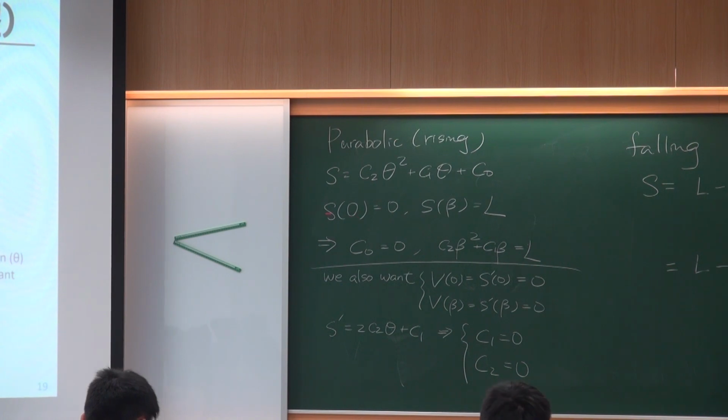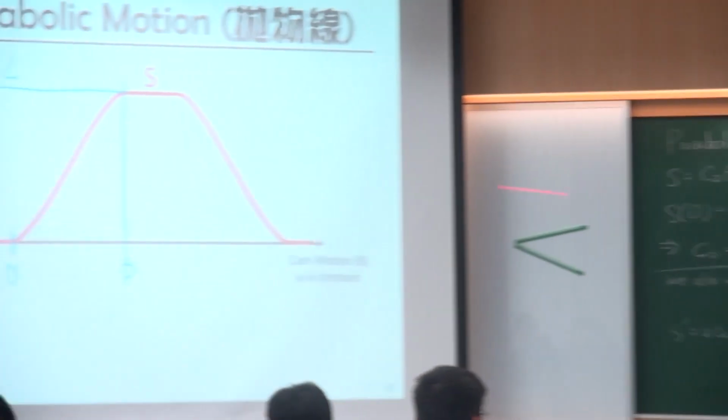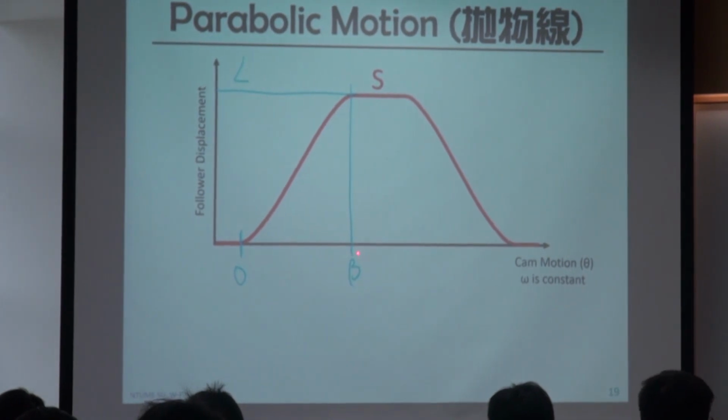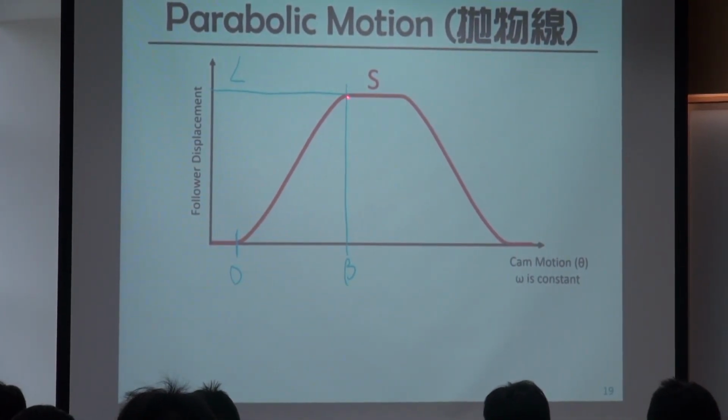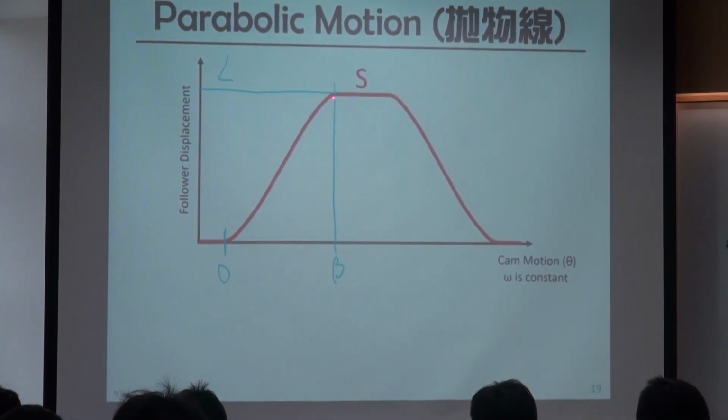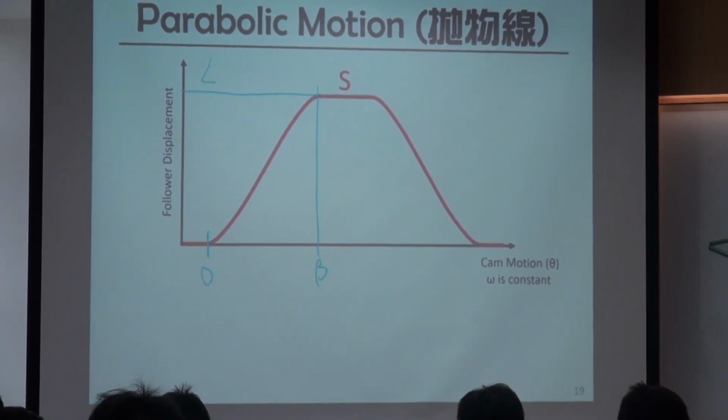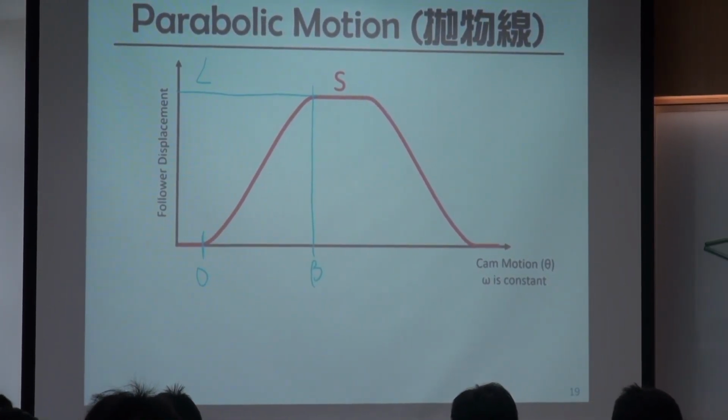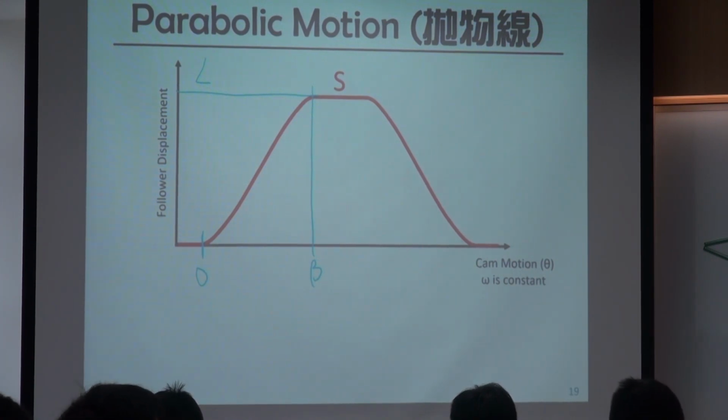We need to satisfy these 2 displacement conditions first. One is when theta equals 0, it must be 0. That's the original requirement we need to satisfy. And the other one is when theta is beta, you need to rise to L. So we need to satisfy this one. S of 0 equals 0, S of beta equals L. So you simply apply these 2 conditions into the top equation.